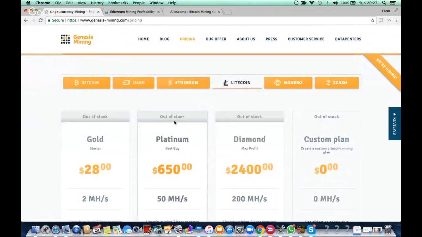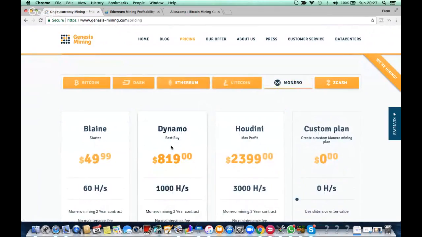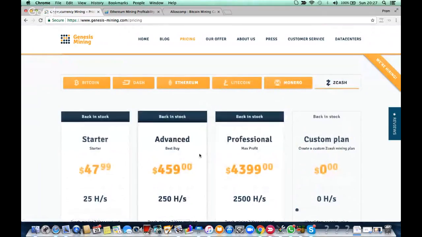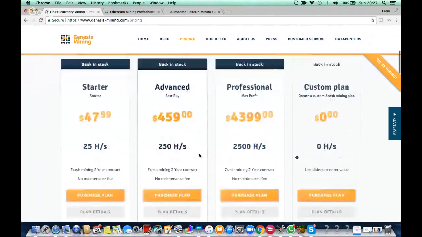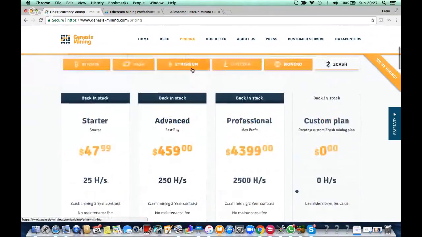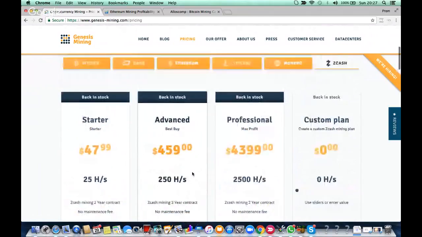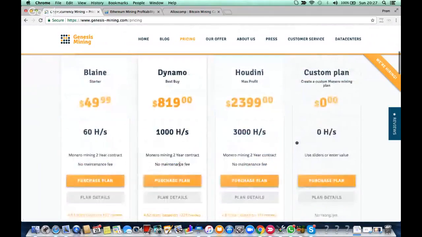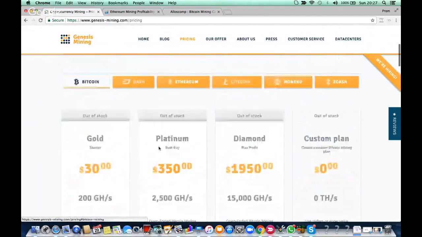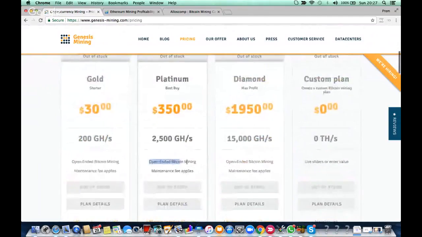Litecoin, again, out of stock. Monero, in stock, we have it. And Zcash, back in stock because it was also sold out recently. But you can work out all these different coins in the same way. All you have to do is look at the different contracts, and you can see here, Zcash mining, 2-year contract, no maintenance fee, right? The same is with all the other altcoins. Monero mining, 2-year contract, no maintenance fee. Only Bitcoin is the one that is an open-ended contract and maintenance fees apply.